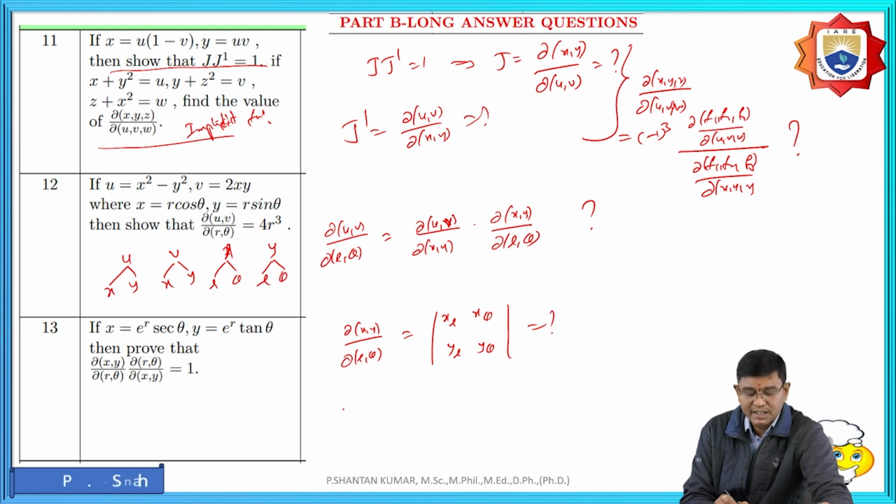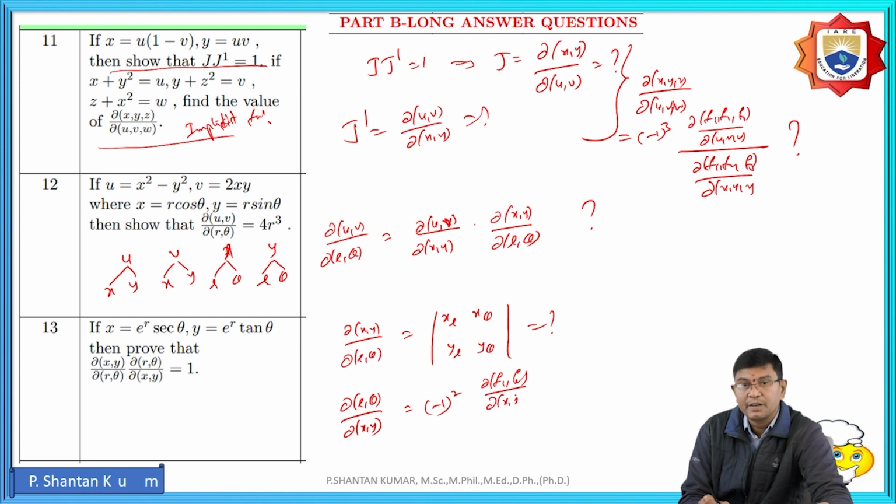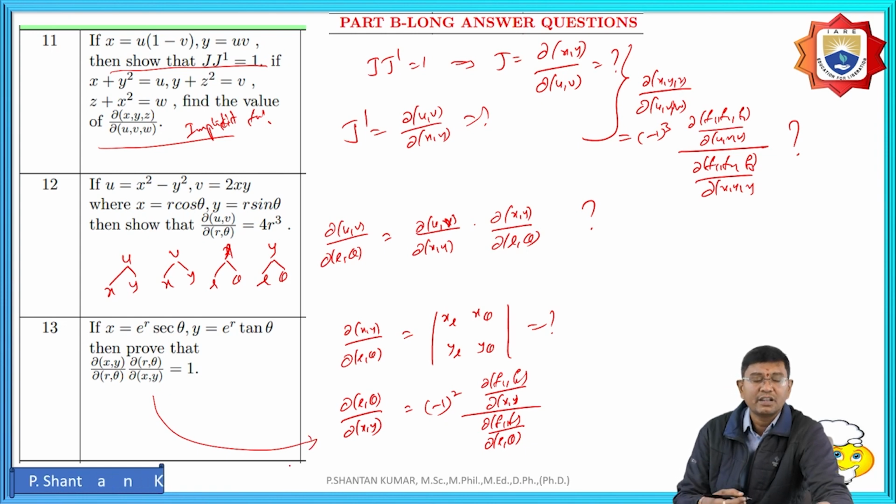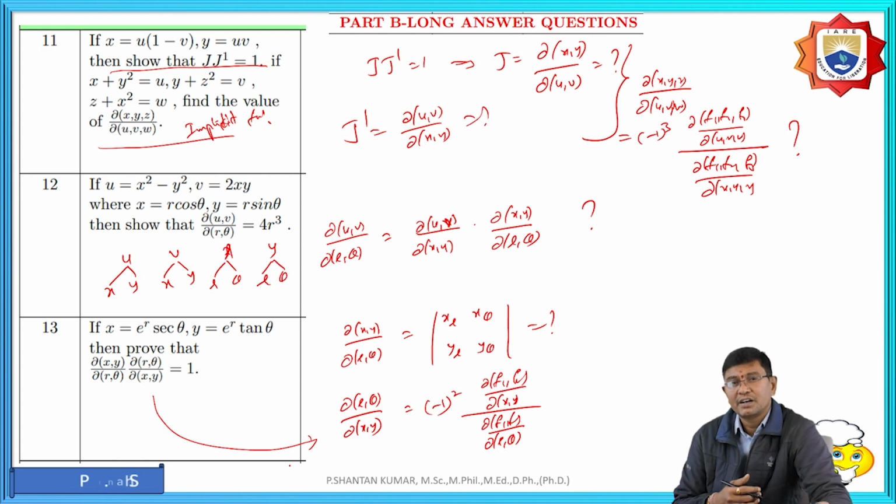While coming to ∂(r,θ)/∂(x,y), we need to assume (-1)^2 into ∂(f1,f2)/∂(x,y) divided by ∂(f1,f2)/∂(r,θ). While doing that for the second one, we need to follow the implicit formula. Otherwise, we need to convert r,θ in terms of x,y and find the solutions.